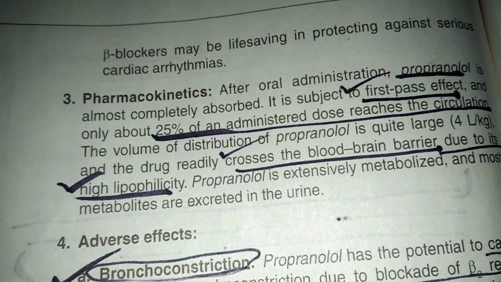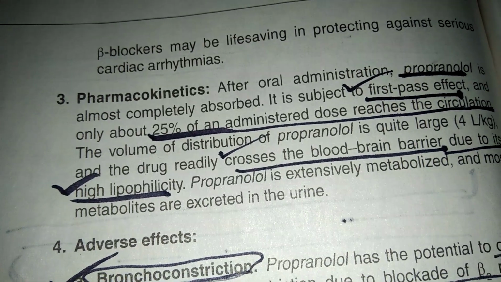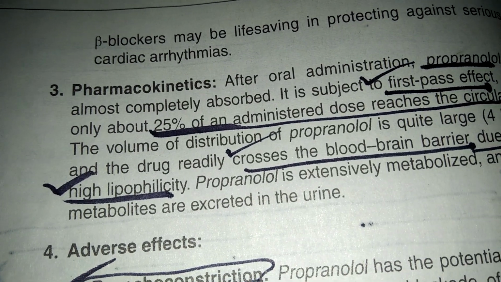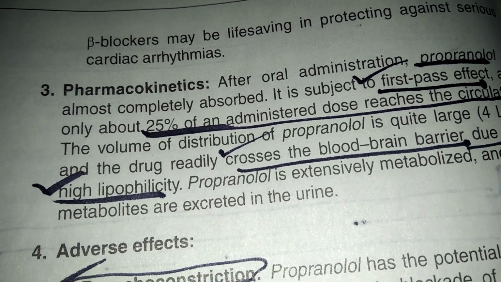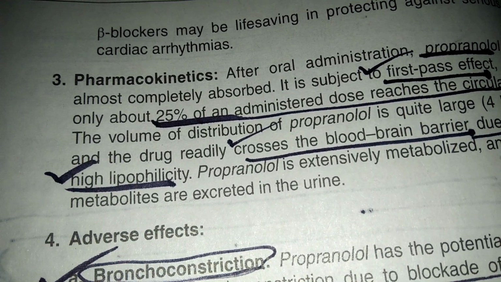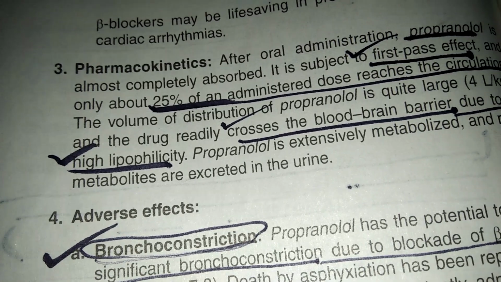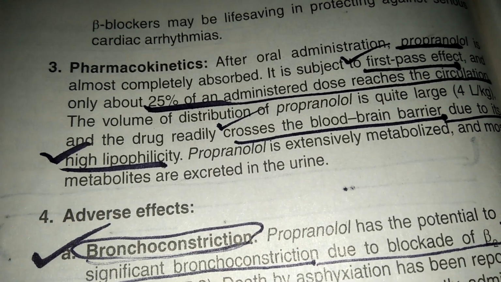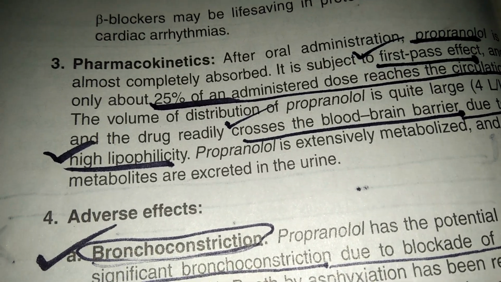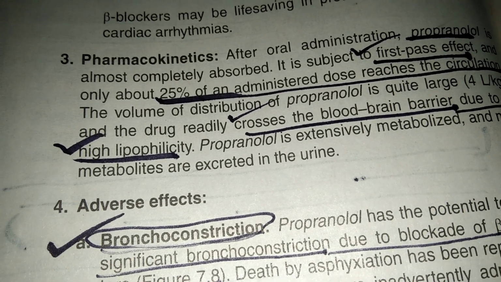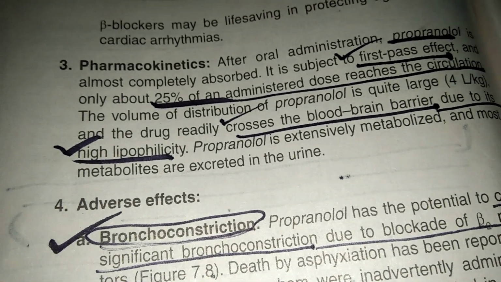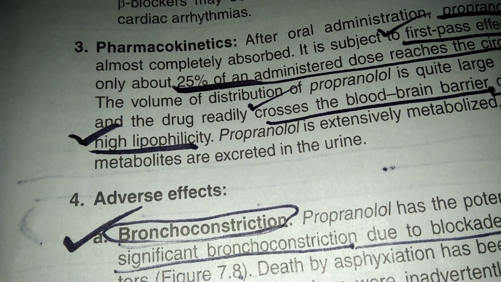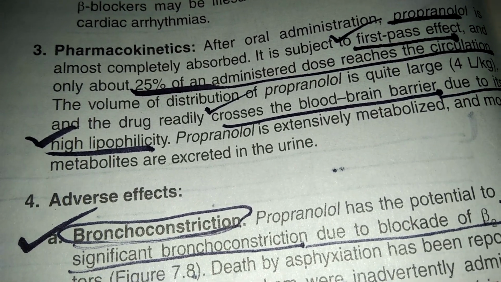Now the important points related to the pharmacokinetics: you just need to remember it undergoes hepatic first pass effect, and only 25% of the administered drug is available in the blood because of its hepatic first pass effect, number one. And number two, it crosses the blood brain barrier because it is highly lipophilic. Just remember, propranolol is highly lipophilic, it can easily cross the blood brain barrier.